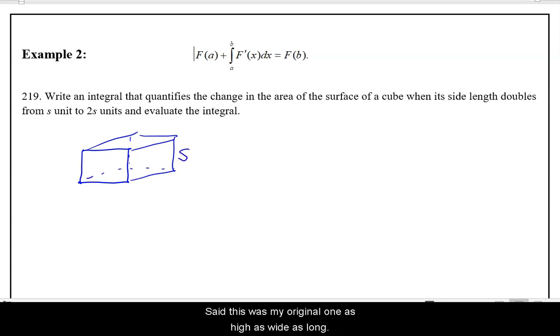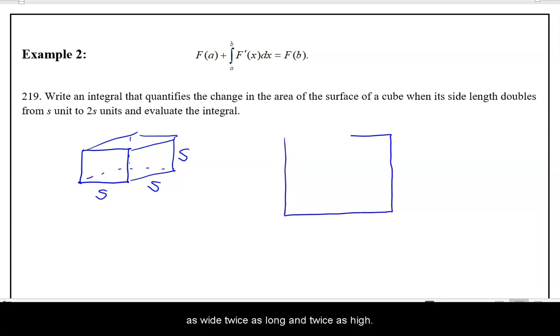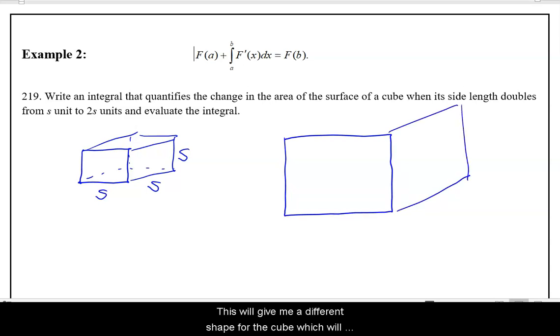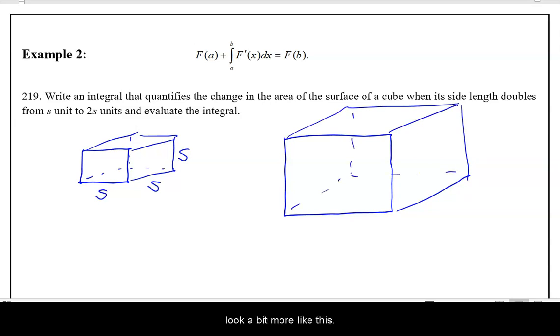So this was my original one, s high, s wide, s long. If I double the sides, then I'm going to get something twice as wide, twice as long, and twice as high. This will give me a different shape for the cube, which will look a bit more like this.